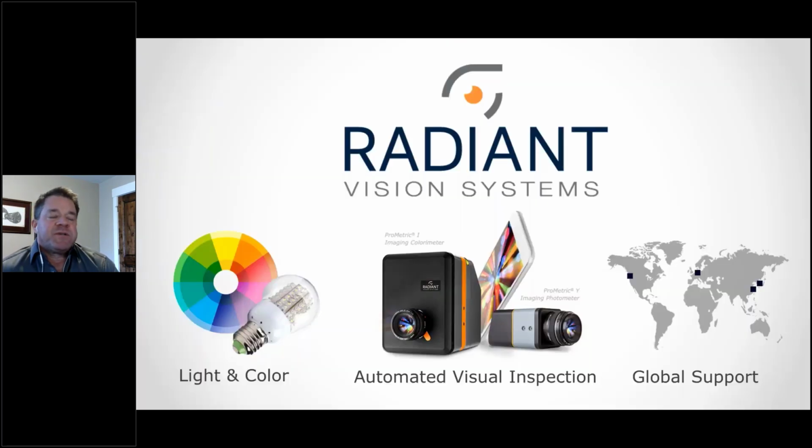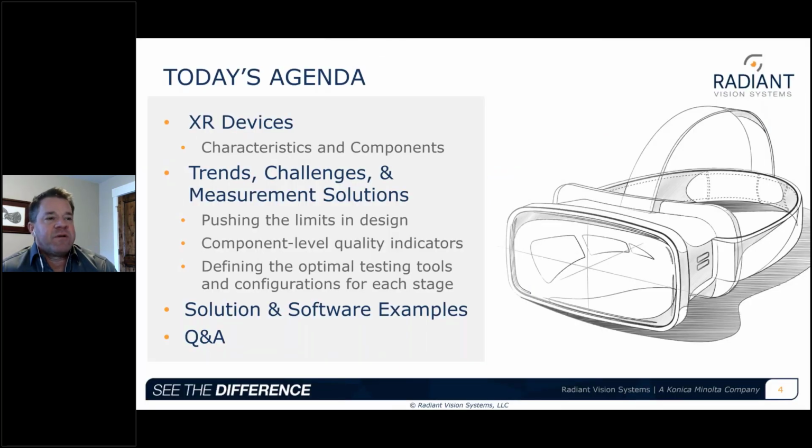Radiant Vision Systems specializes broadly in imaging for light and color measurement, and we've been designing and manufacturing scientific-grade automated measurement solutions for 30 years. We provide these solutions to support our global customer base, and today I'm happy to share some of our expertise within the optical testing arena and to give you a look at what it is that we develop specifically for XR devices.